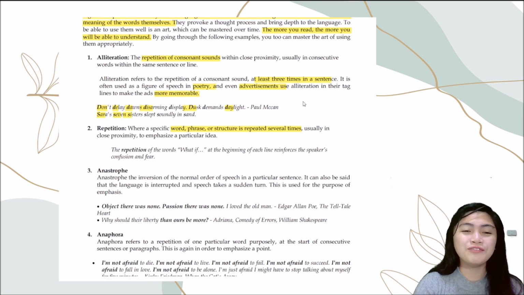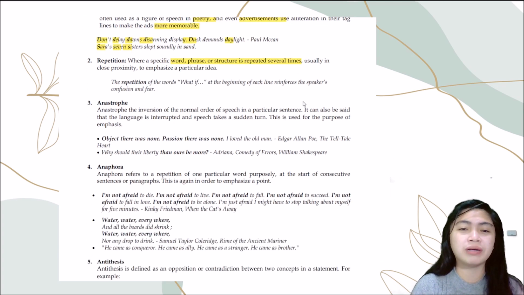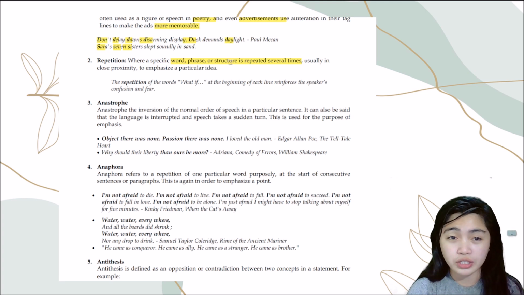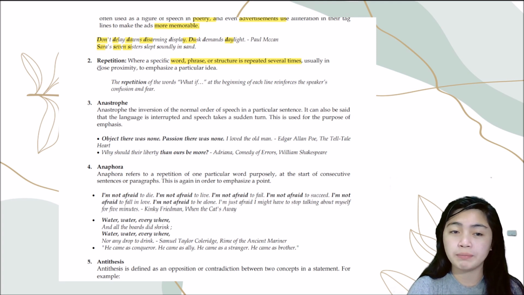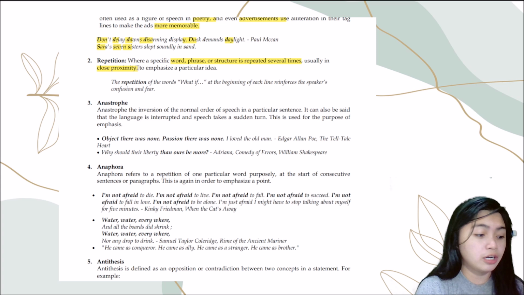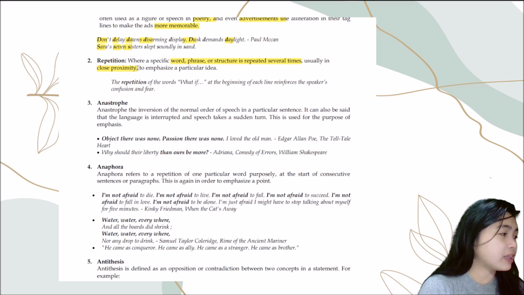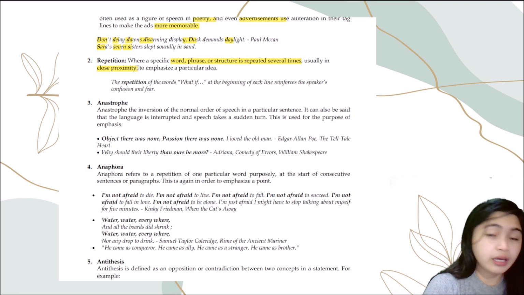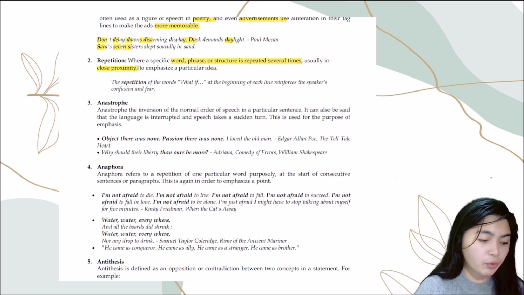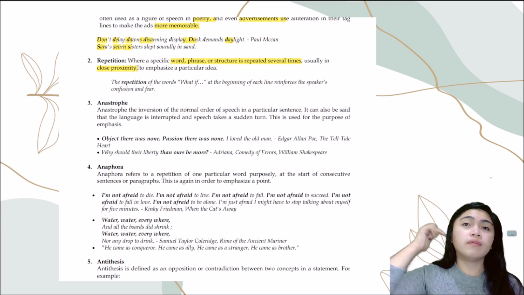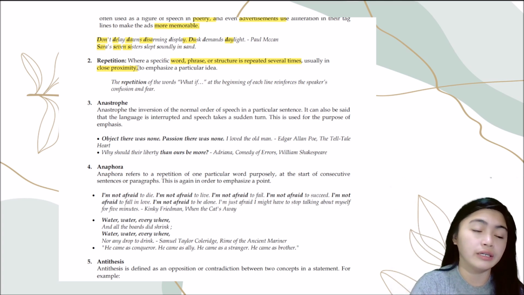Okay. So, let's move on to repetition. Repetition is the repeated word, phrase, or structure, usually in close proximity, meaning they are near each other. That is to emphasize a particular idea. For repetition, it creates a rhythm and brings attention. So it is used to emphasize, and to draw the reader's attention to the writing.